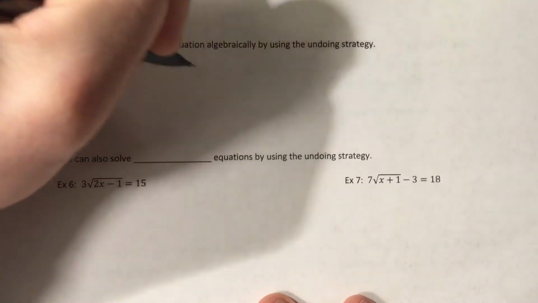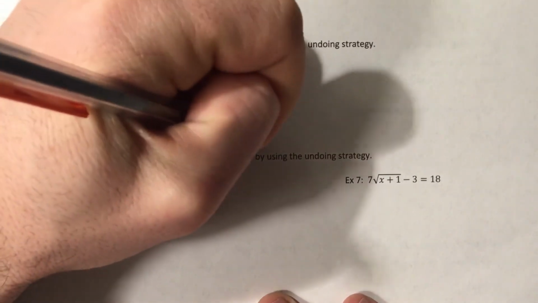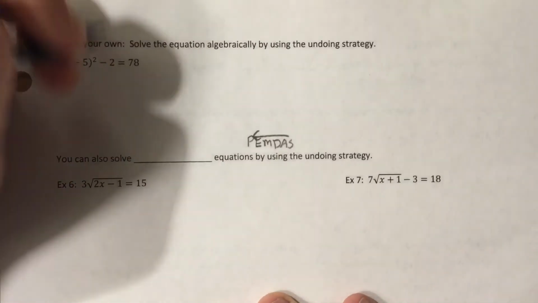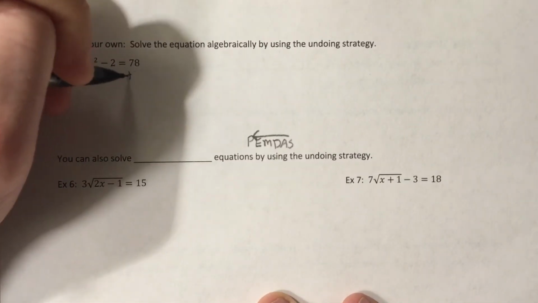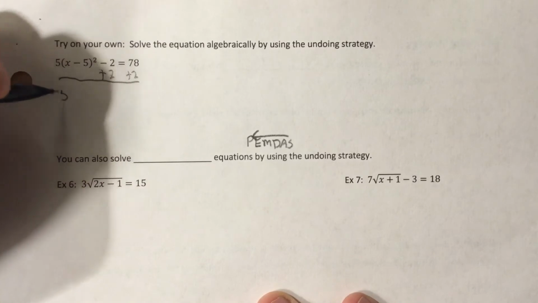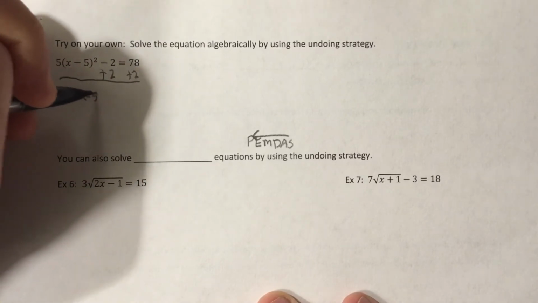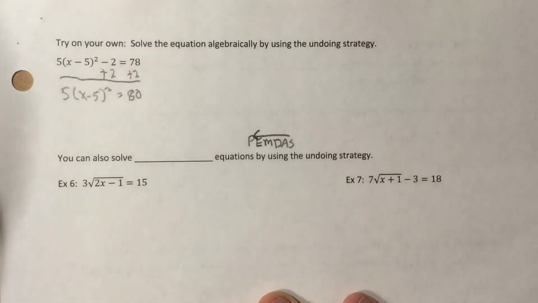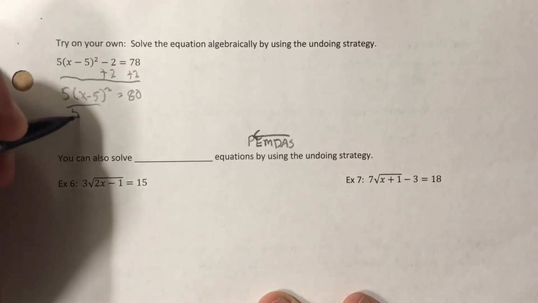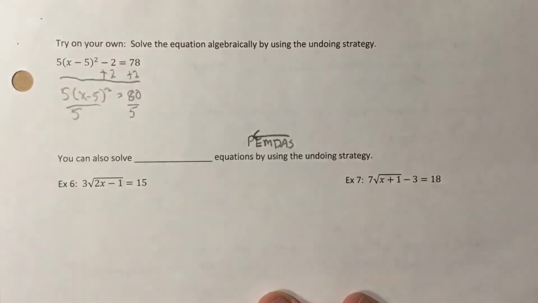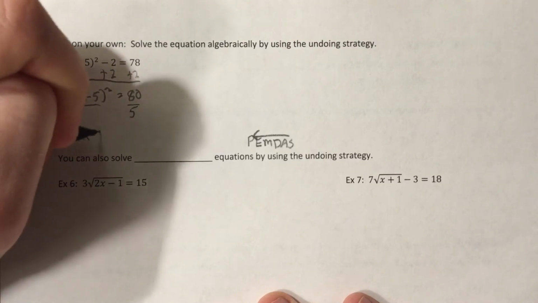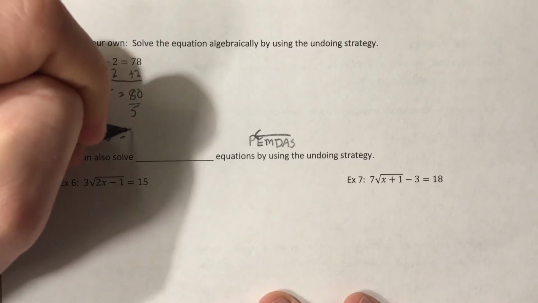Again, we're looking to do PEMDAS backwards. So I would undo addition, subtraction by adding 2. And so that would give me 80. And then I'm going to divide by 5, which is 16. So we're going to end up with (x minus 5) quantity squared equals 16.